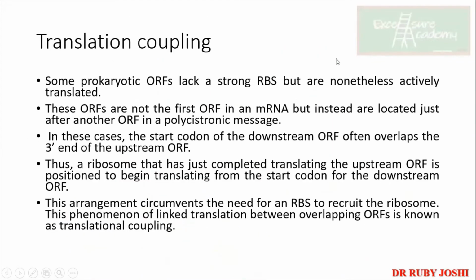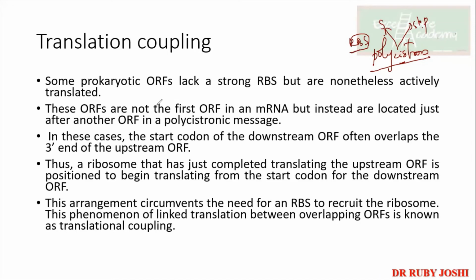Now, translation coupling. This is also important. Right now, what we have seen was about polycistrons. In the case of prokaryotes, we saw the polycistron. In the polycistron, each cistron has its own start codon and stop codon, correct? And the RBS unit was present. If you have seen in the previous figure, RBS, start and stop were there.